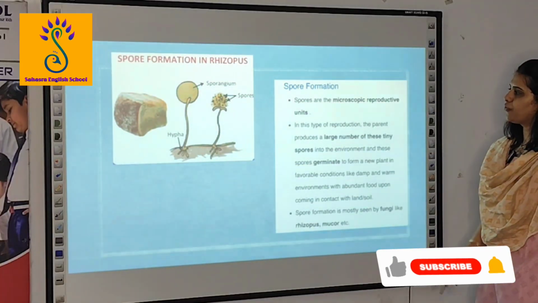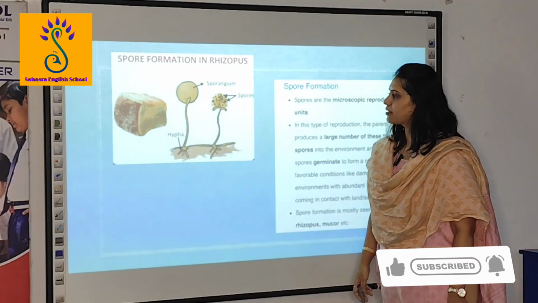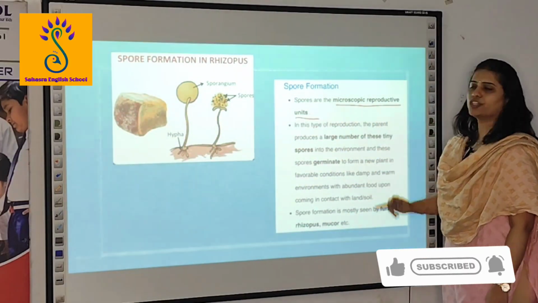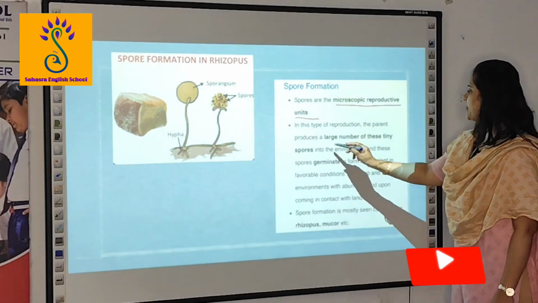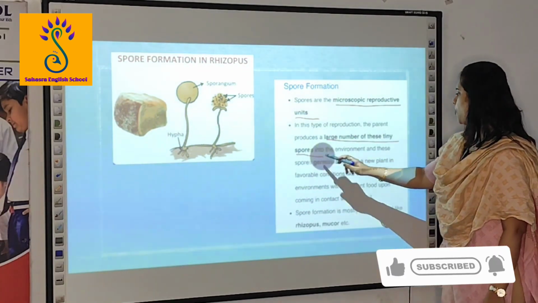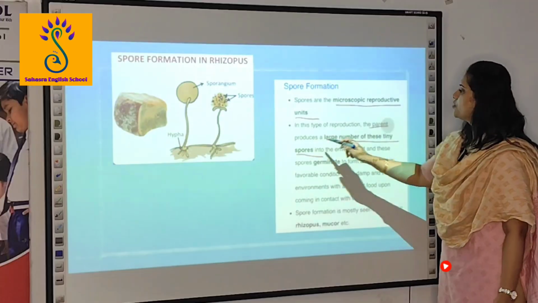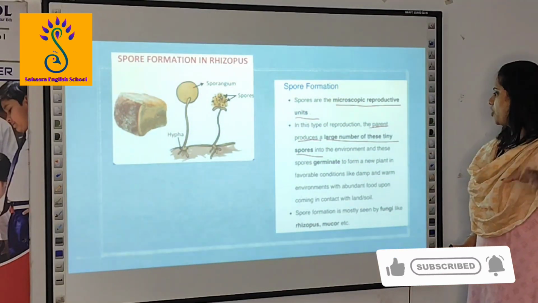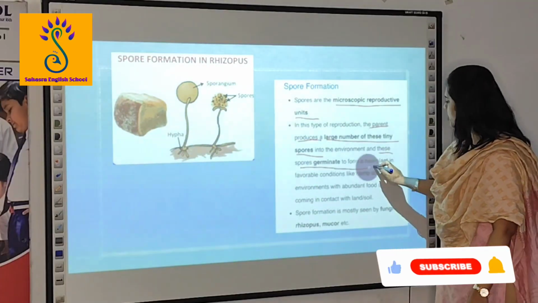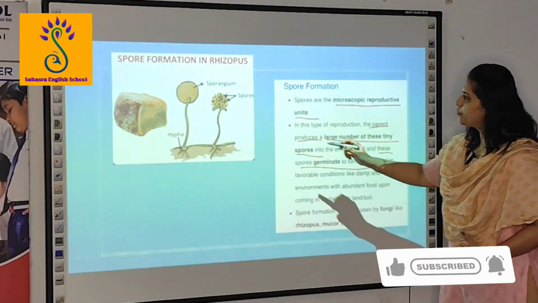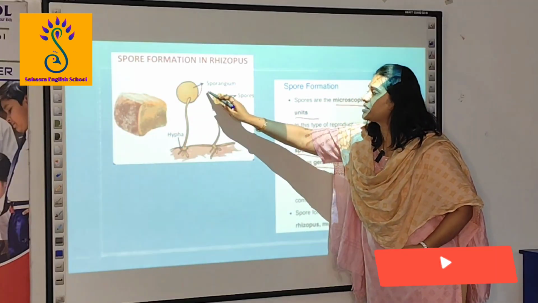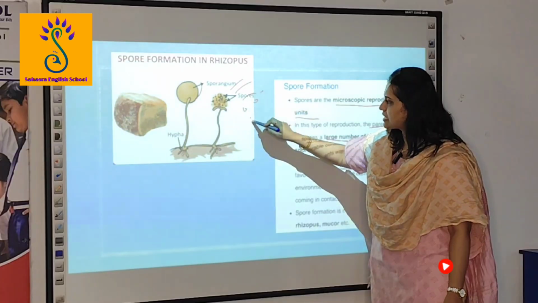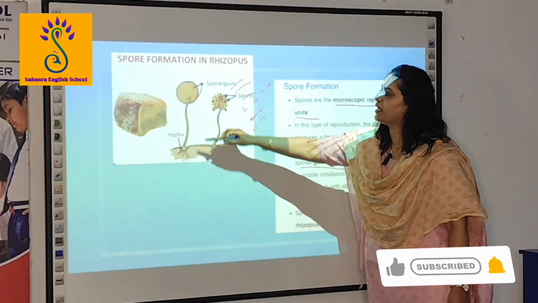Next, spore formation. Sponges, you can look at that. Spores are the microscopic reproductive units. A large number of these tiny spores are produced by the parent. They are released into the environment, and these spores germinate to form a new plant. This is the sporangium, which will produce a large number of spores. They are released into the environment, and each single spore will develop into an adult.